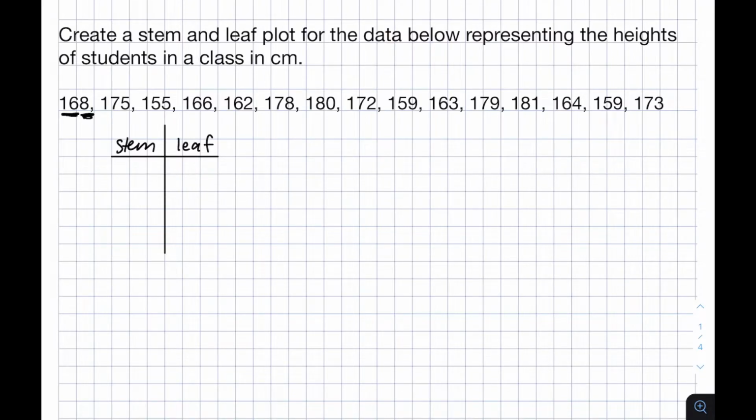And now we need to find all of the possible stems in this data set. So we have 16 and 17 and 15 and 18. There are no other ones.